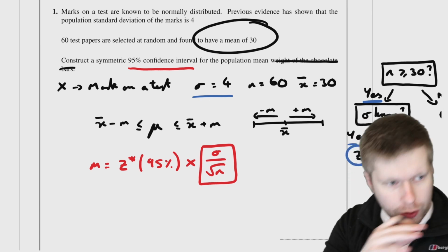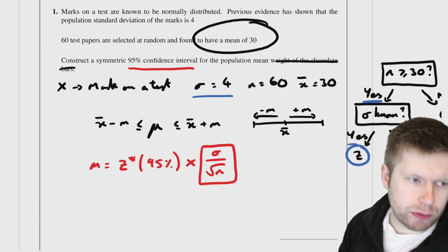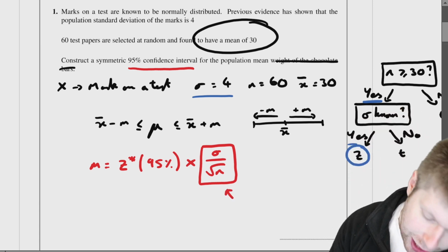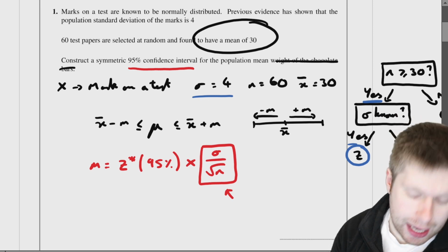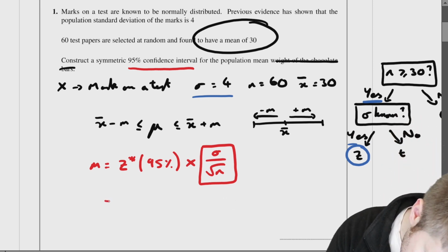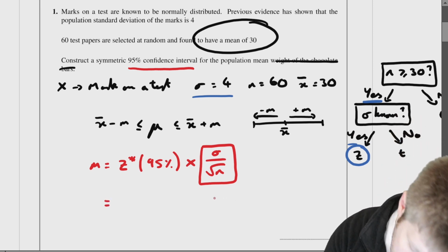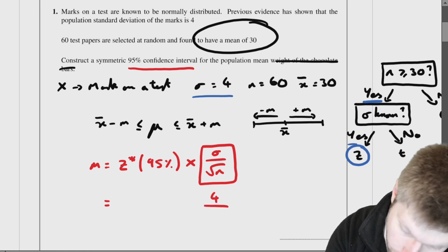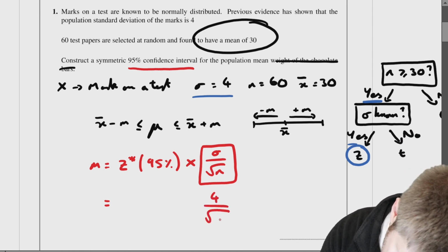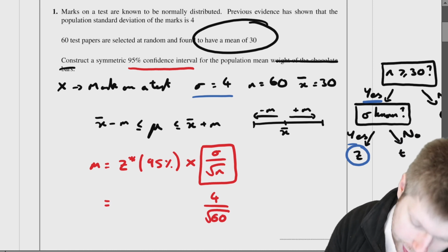So, let's actually go through and calculate each of these things. This thing here, the standard error, is actually very, very simple to calculate, because sigma is equal to 4, and the square root of n, well, the square root of my sample size, is 60.